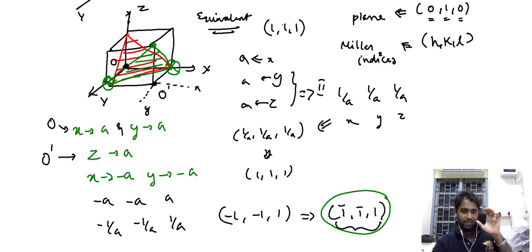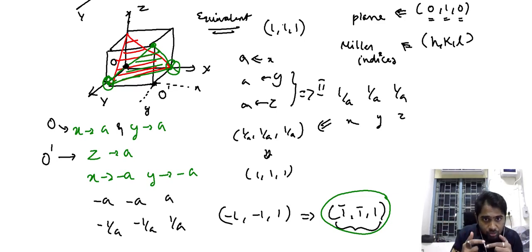So when you have two different planes which are geometrically equivalent, and both these planes can be represented by the same Miller indices by appropriately choosing the origin and also by appropriately considering the x, y and z.